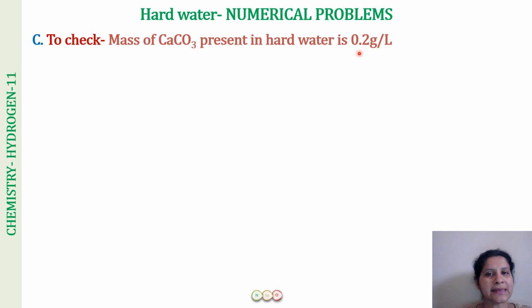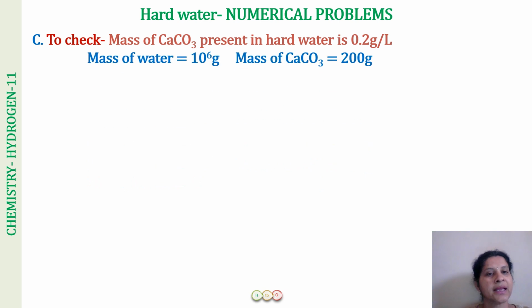What is given to us is the mass of calcium carbonate per liter of the solution. So what we require is the mass of calcium carbonate. What we require is the volume of water. Right? So the information given to us is 200 ppm of calcium carbonate, which means that the mass of water is 10 power 6 gram and the mass of calcium carbonate is 200 grams.